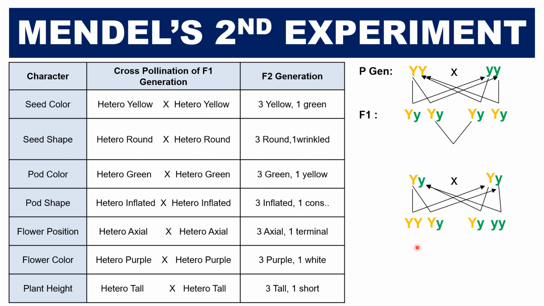and the ratio was 1 is to 2 is to 1 for the genotype. One homozygous yellow, two heterozygous yellow, and as you can see, one homozygous green. So a recessive trait was expressed. The phenotypic ratio is 3:1, where there were 3 yellow seeds and 1 green seed.